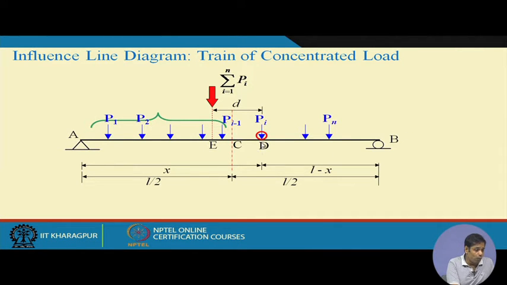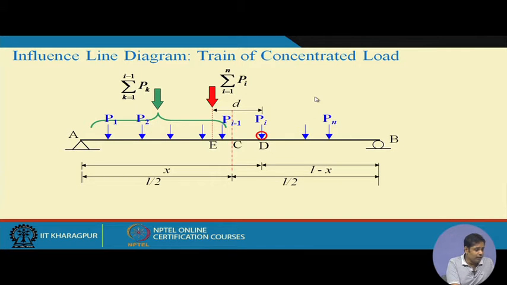Now, on the left side of point D, how many loads do we have? We have P1, P2 to Pi minus 1. Suppose these are the loads acting on AB on the left side of D. And the resultant of these loads is the summation of Pk, where k varies from 1 to i minus 1, because the concentrated forces P1 to Pi minus 1 are acting on one side of the point D.